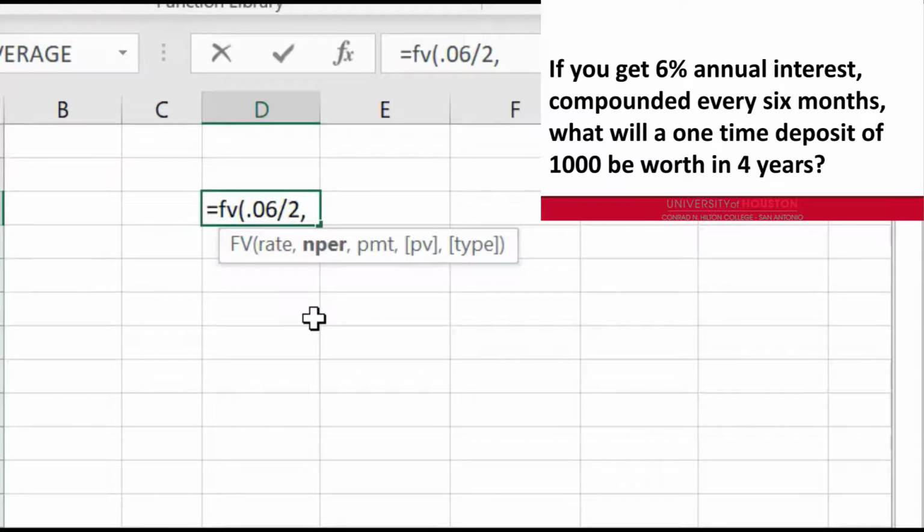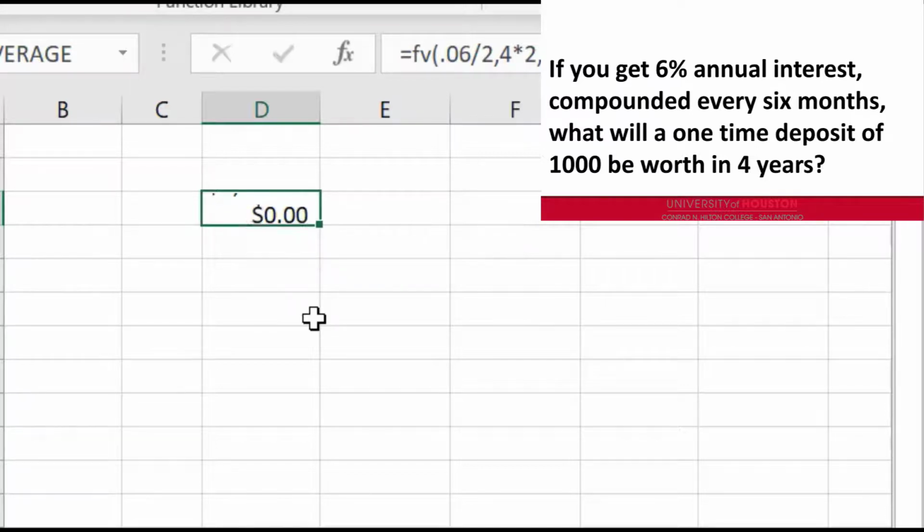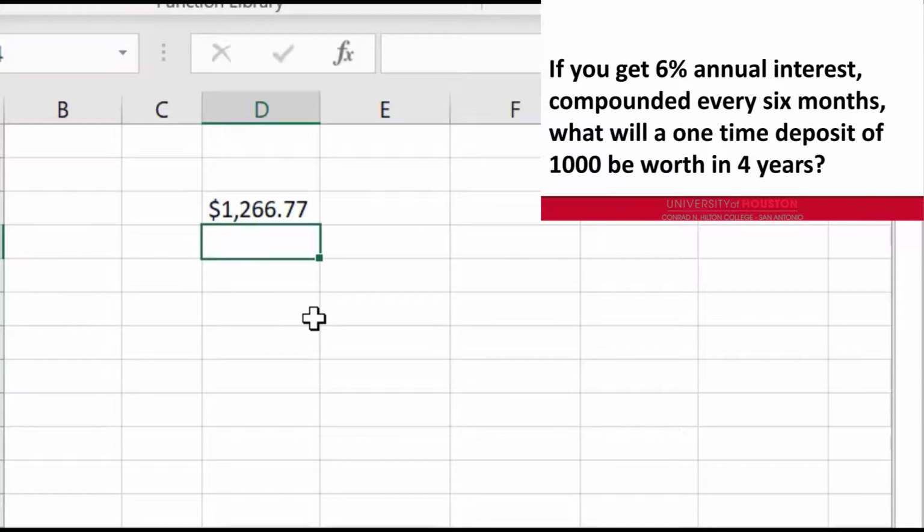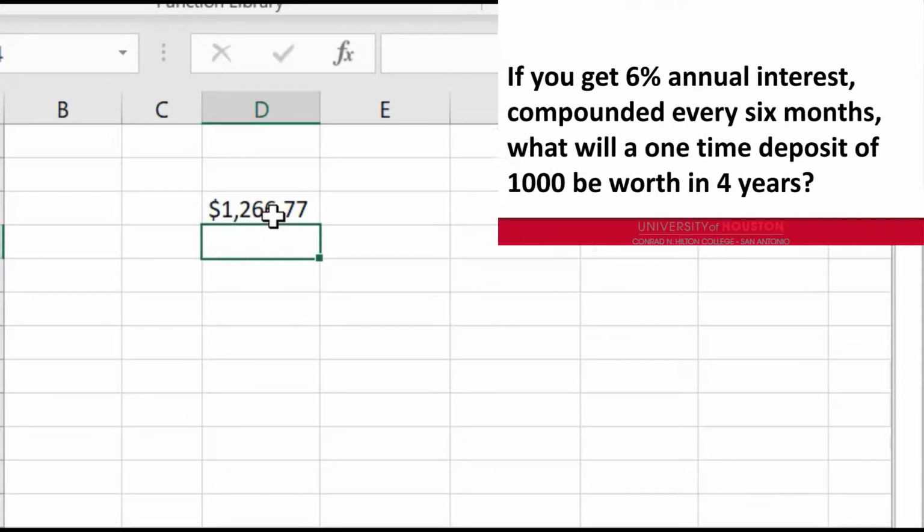The number of periods is 4 years, but because it's compounded every 6 months, we're going to multiply that by 2 because it's going to end up with 8 compounding periods. We didn't say multiple payments. We did say we'll put in $1,000 today, so that is the present value. And we get that if we put $1,000 into the bank today and it receives 6% interest compounded every 6 months, in 4 years it'll grow to $1,266.77.